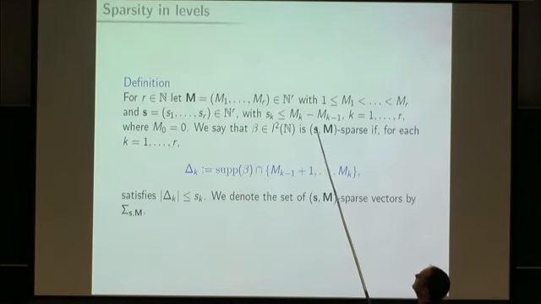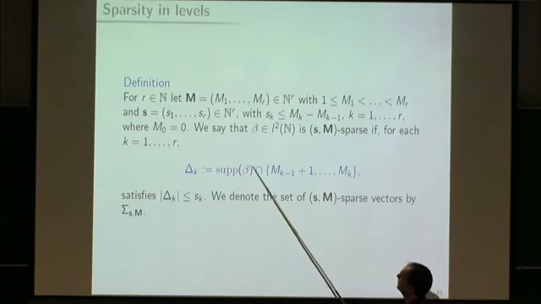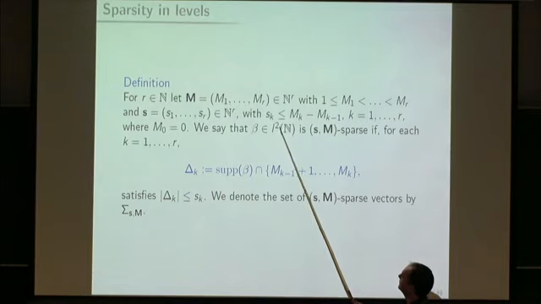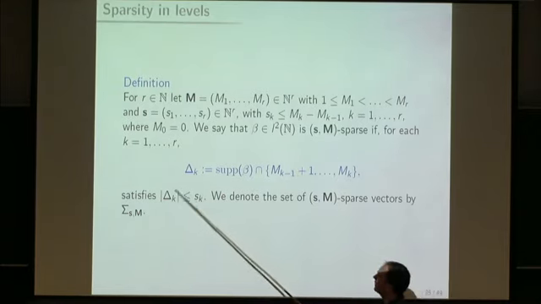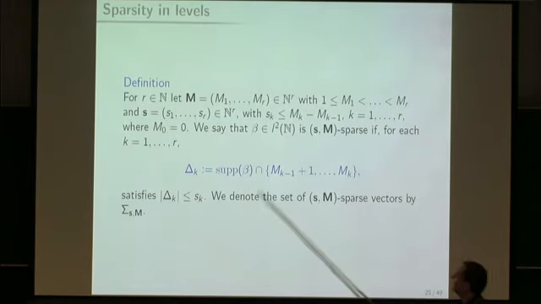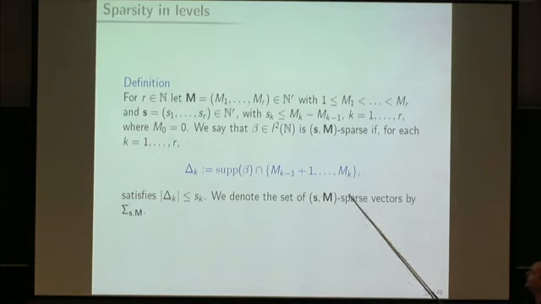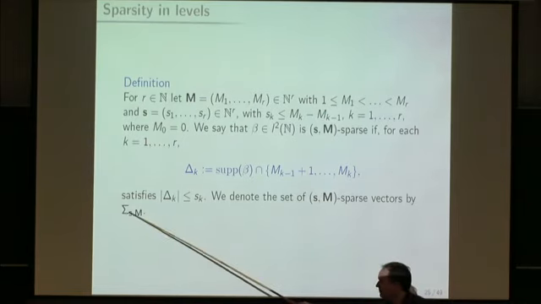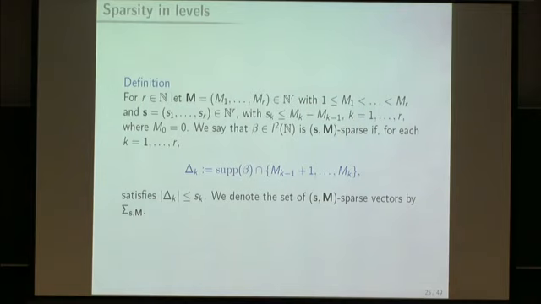So I say that I have an (S,M)-sparse vector. If the support of my beta, which is an L2 vector, in that level is bounded by SK, then we set this (S,M)-sparse vector to be this sigma S,M. So there are now two vectors. There's an M vector, which is the levels, and then you have an S vector, which are the sparsities in those levels.